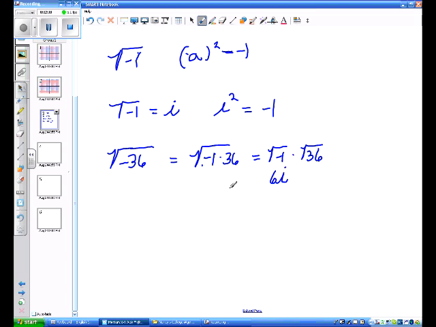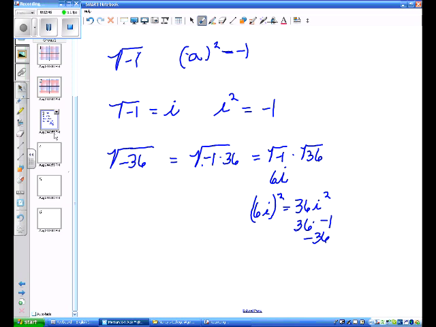Now, if this is true, then this means that 6i squared should be -36. Well, we know that we square each of those factors, so 6 squared is 36, i squared is -1, so we have 36 times -1, which would give us -36. So therefore, it would work out and it would be true.